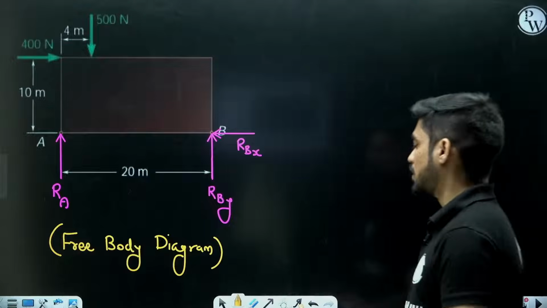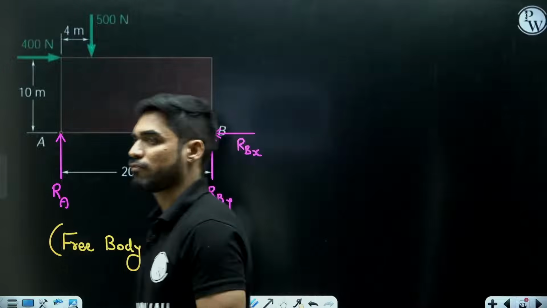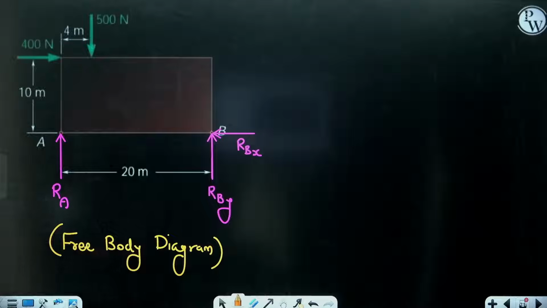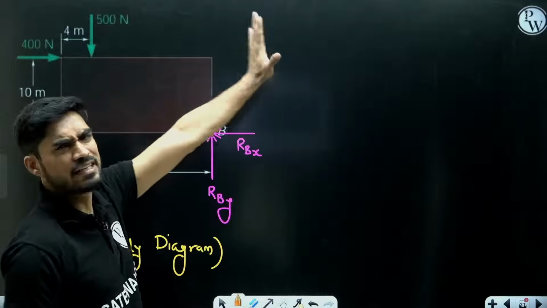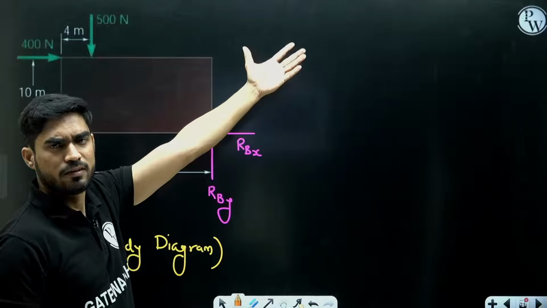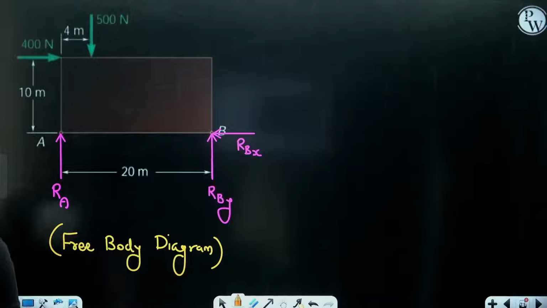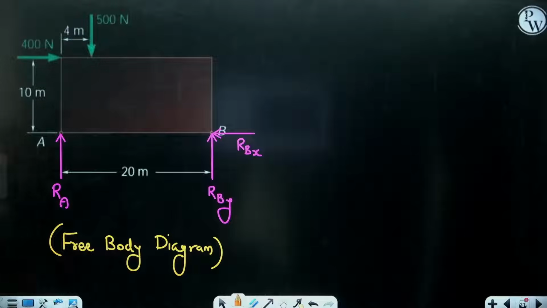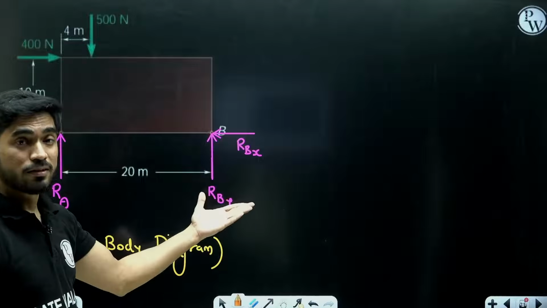Let me use the third equation first. I will apply the moment equation first. Now where will I take moment? You can take moment about any point inside or outside the body, it doesn't matter. But here I will take moment at B. Why will I take moment at B? Because if I take moment at B, the moment of RBX and RBY will be 0.